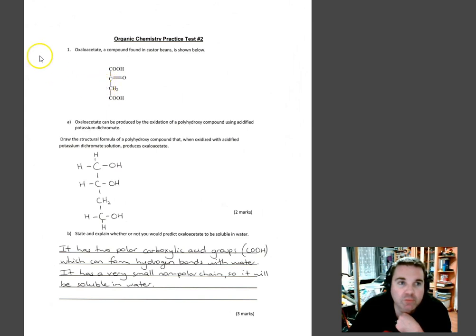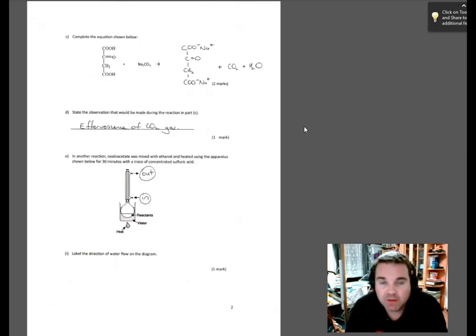Alright, going over to page 2. Okay, so here in the next part of the question we have oxaloacetate reacting with sodium carbonate solution. So this is just an acid carbonate solution. Our carboxylic acids here are both going to react with the sodium carbonate. We're going to deprotonate the hydrogens on here to form a carboxylate salt. That's going to react with and form a bond to the sodiums plus carbon dioxide and water. So that's just a normal acid carbonate gives you salt, carbon dioxide and water reaction. The observation you're going to be seeing here is obviously effervescence of your carbon dioxide gas.